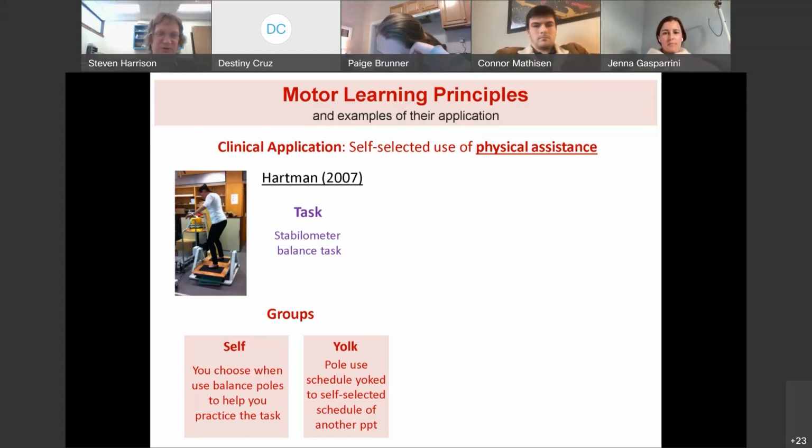In the yoke group, the participants are going to be told, okay, on this trial, I want you to use the poles.